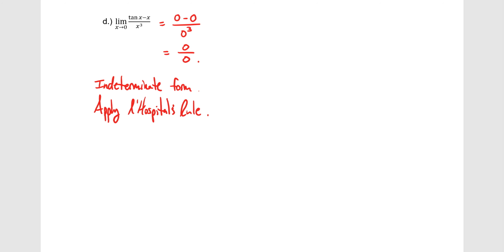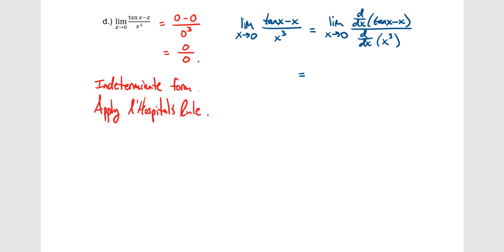So our original question is going to equal the limit as x approaches 0 of the derivative of the numerator divided by the derivative of the denominator. So the derivative of tangent is secant squared. So that's going to be secant squared of x minus the derivative of x, which is 1. The derivative of x cubed is 3x squared. Okay, I'm just going to move this over a little bit.